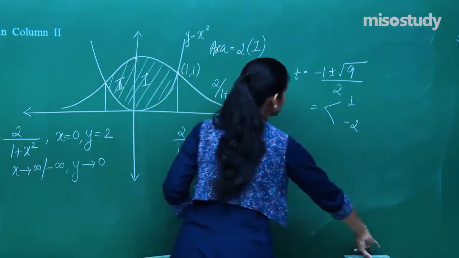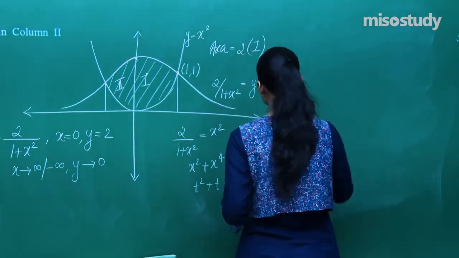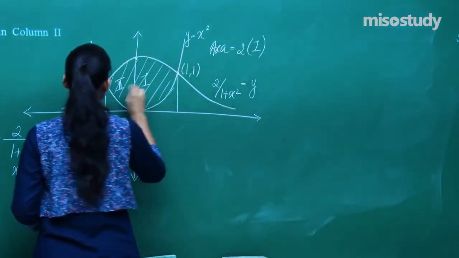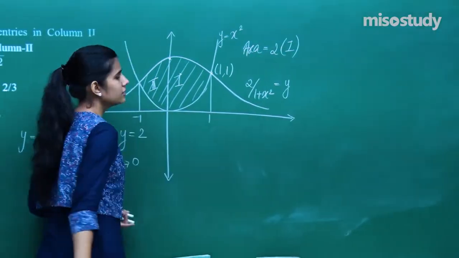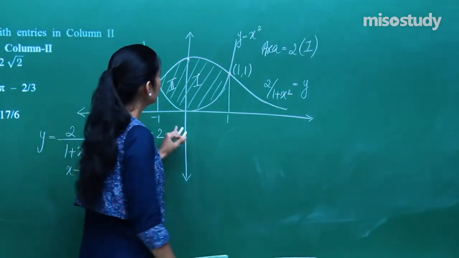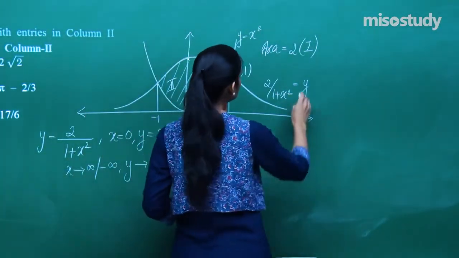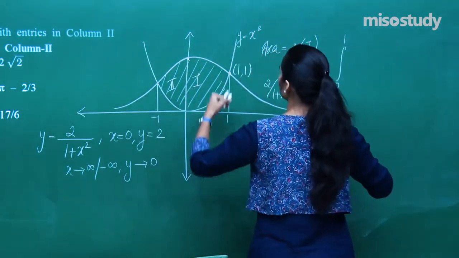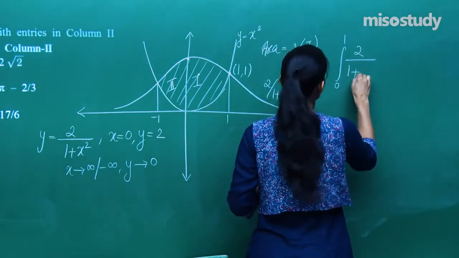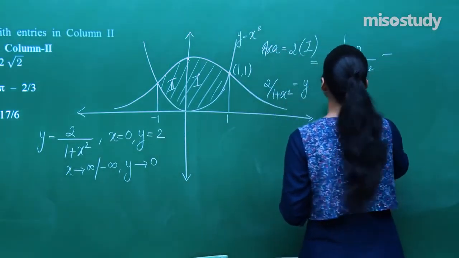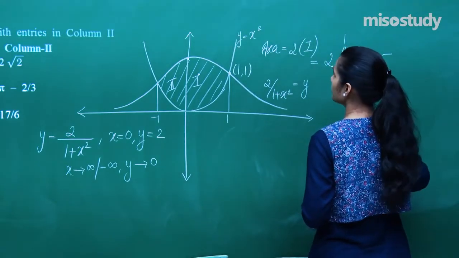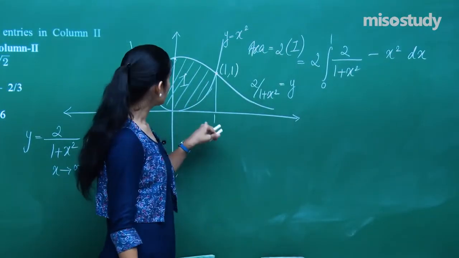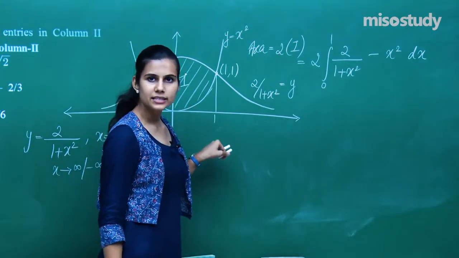So your answer is, why? Because x square cannot be equal to minus 2, so x square has to be equal to 1 only, right? X square equals 1 means x is 1 and x is minus 1, right? Now, I am saying twice of area of 1 is actually my actual area. So this becomes 0 to 1, upper minus the lower. So this is what? 2 upon 1 plus x square minus x square dx. Twice of 0 to 1, 2 upon 1 plus x square minus x square.